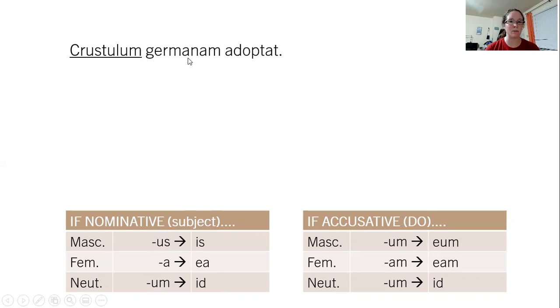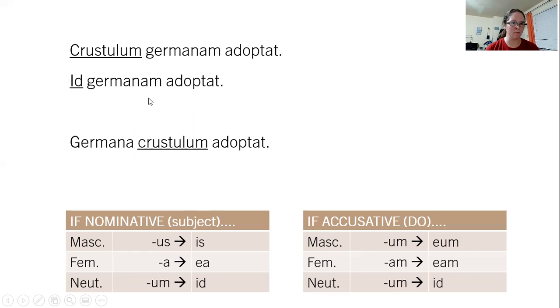So crustulum Germanam adoptat. We replace crustulum with id, it. Id Germanam adoptat. So the crustulum adopts the sister. Why not? Id Germanam adoptat. It adopts the sister.